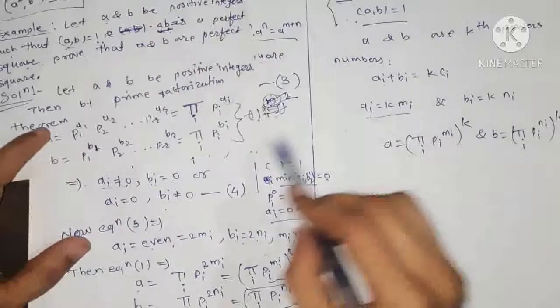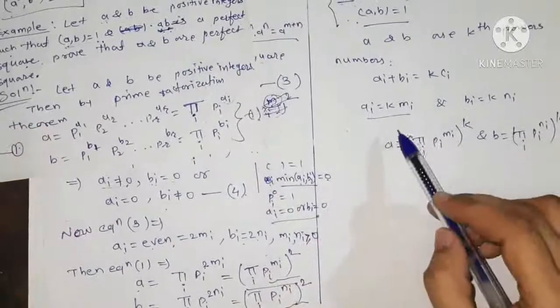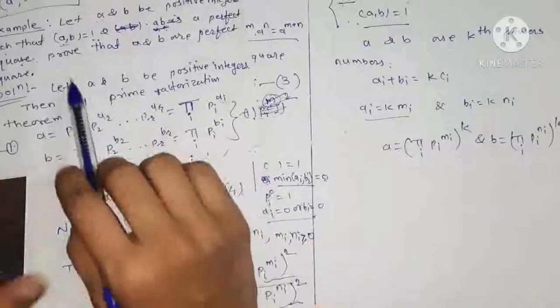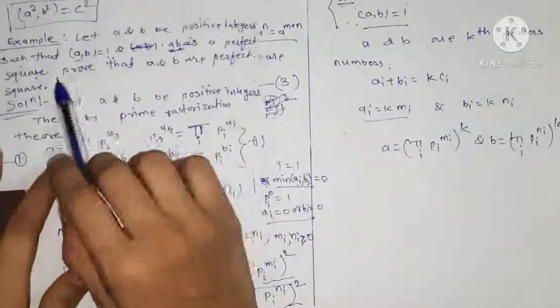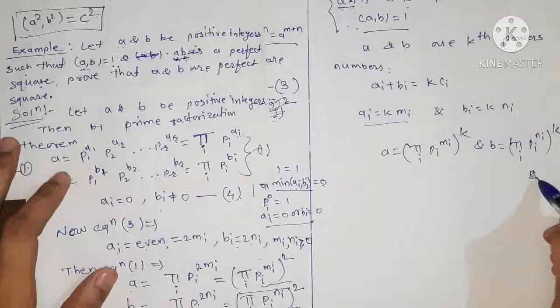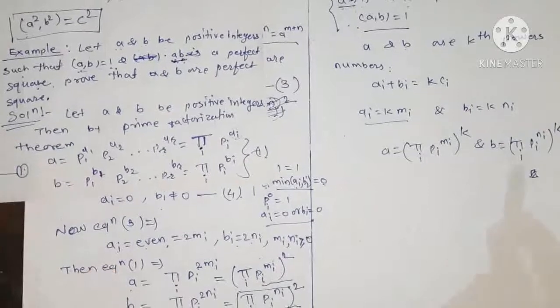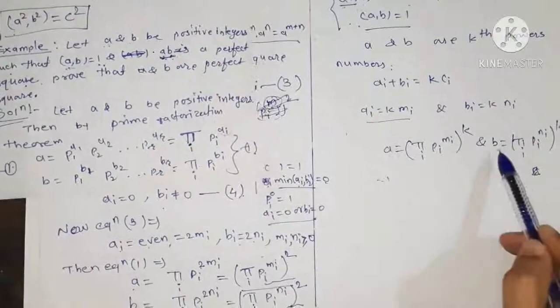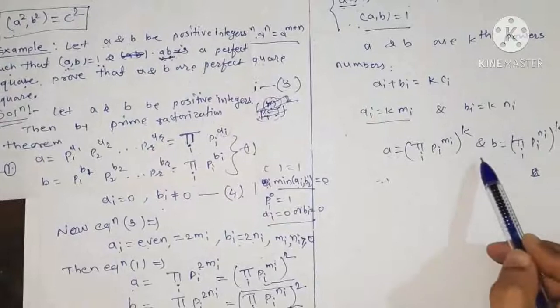So by the same arguments we can prove this, that is, we can generalize the example for the kth power term and we get the result. Okay, and therefore this implies that a and b are written in kth power terms.